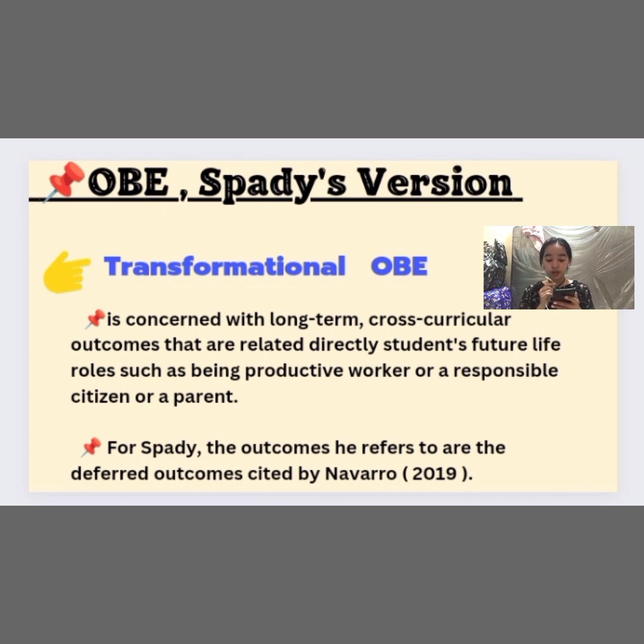For Spady, the outcomes he refers to are the different outcomes cited by Navarro. So according to Spady, outcome-based education is clearly focusing and organizing everything in the educational system around what is essential for all the students to do successfully at the end of their learning experiences. So this definition clearly identifies the desired learning outcomes. Learning outcomes are made up of knowledge, skills, and attitudes that students should develop in school to make them reach their full potential and live fulfilling lives as individuals in the community and at work.